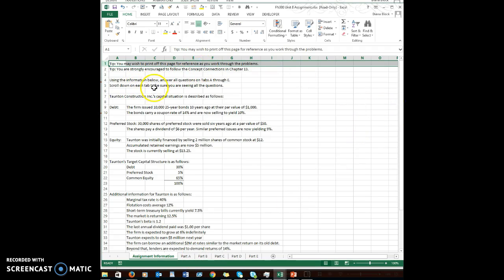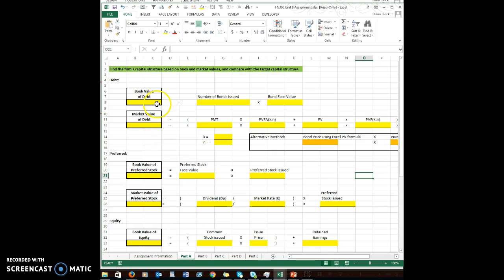But as you can see, there's a lot of information here. And so you're just going to work on it bit by bit. So you see in part A, you're going to calculate the book value of debt, market value of debt, the value of preferred stock, a lot of information here. And don't adjust any of these cells. Keep them just like they are, because the formulas will make it easier for you to enter your formulas because it's kind of spelled out for you.